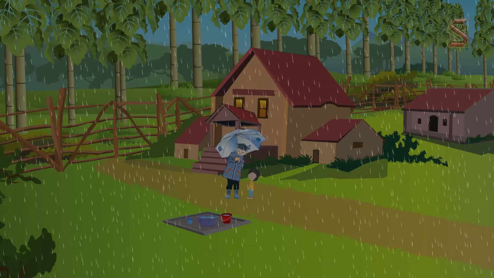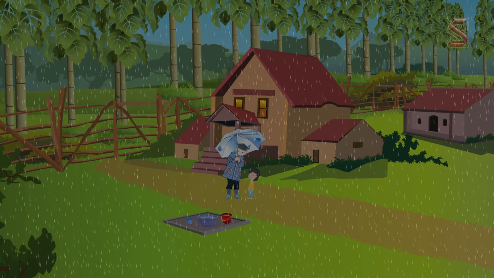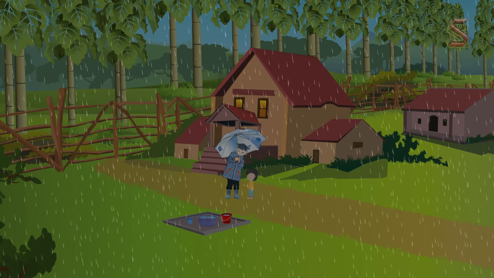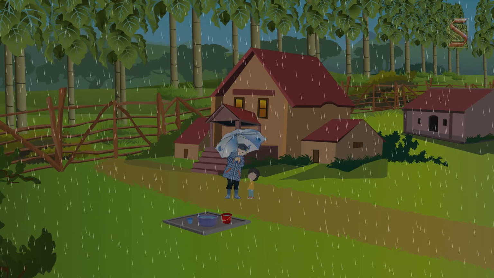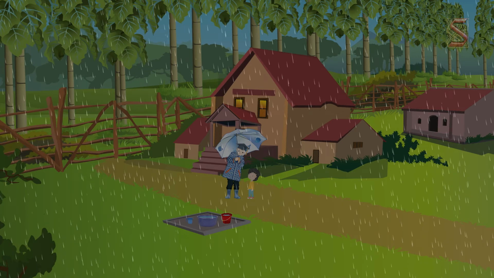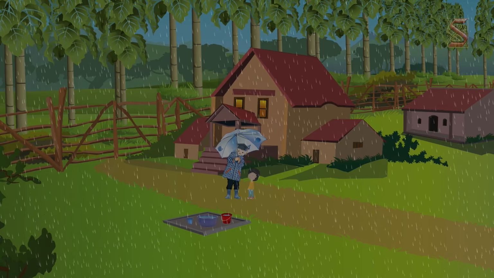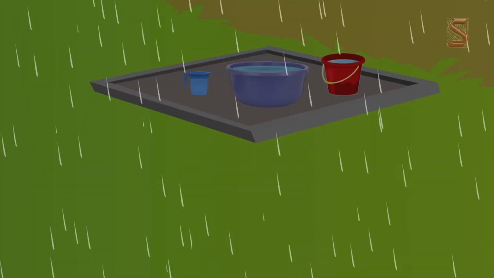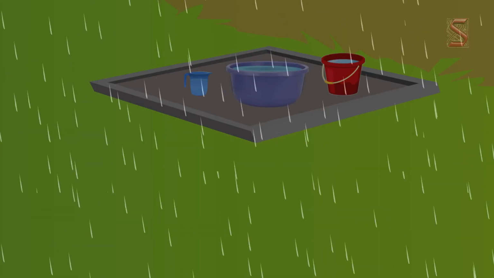Chintu, do you like rain? Yes, Oaks, I like rain very much. Do you? Yes, Chintu, I do like rain, you know. Rains are very important for all of us. Look how the rainwater is filling in that mug, bucket and a tub there.